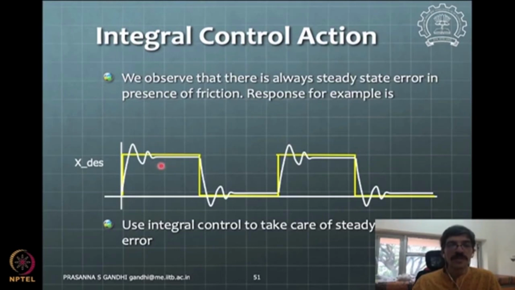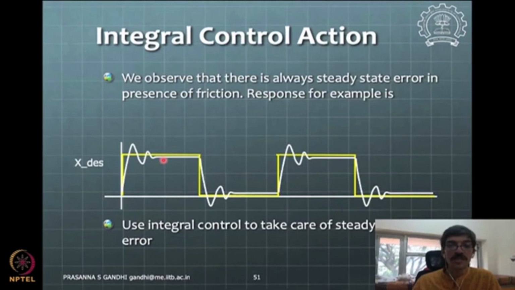In this case, the integral control action will help. If the integral is starting from this point, the integral control action will be the area under this error curve. The area between these two lines will be the integral control action. That area will keep on building up. At some point it will exceed the friction value, and depending upon the gain you have used, this error will be taken care of.